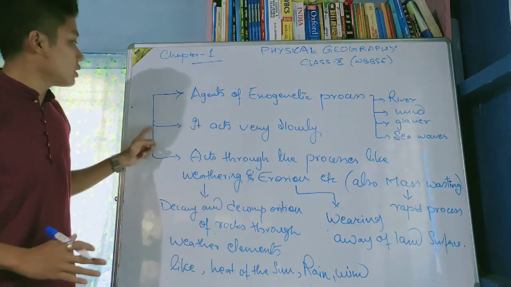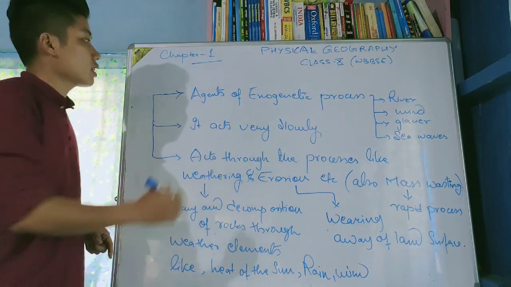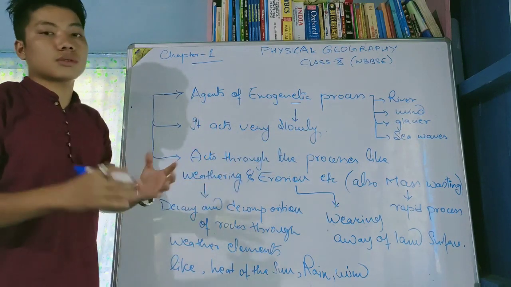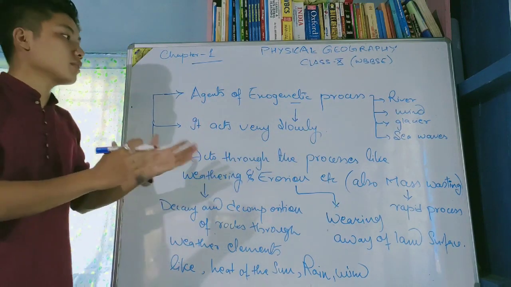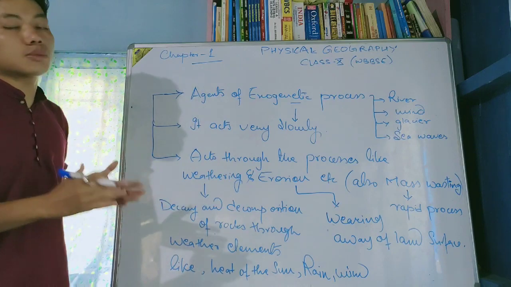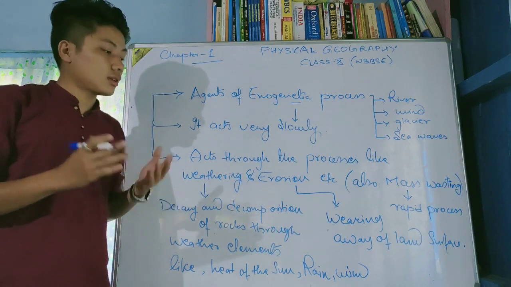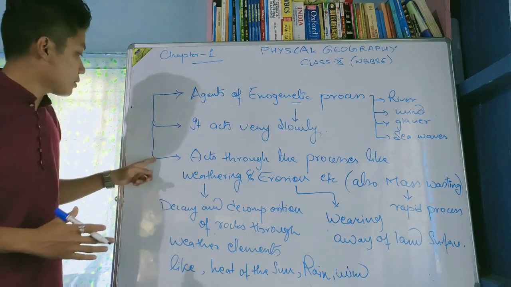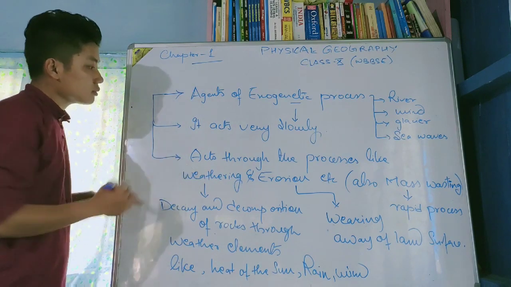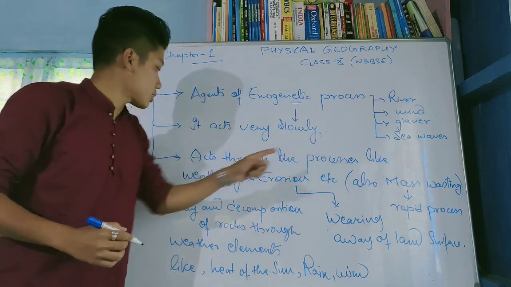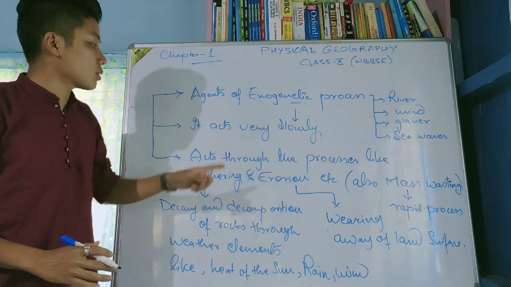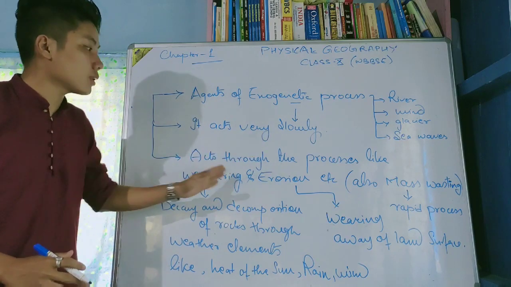Next, it acts very slowly. That means exogenetic process is a very slow process. It works very gradually compared to endogenetic process. Endogenetic process is a very rapid process like volcanic eruption and earthquake. Next, it acts through processes like weathering and erosion. That means exogenetic process acts through the process of weathering and erosion.